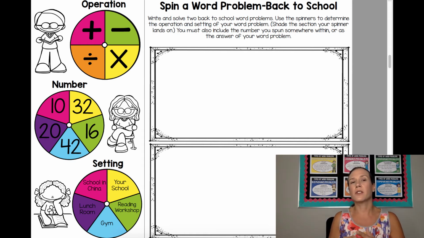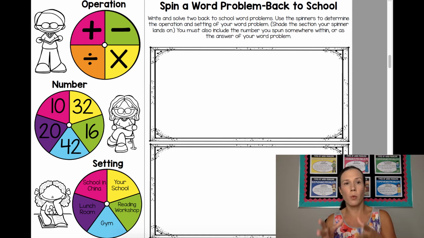So in this activity, students are going to spin to determine what operation to use. They're going to determine a number that must be included in their word problem as well as the setting of their word problem. And then they're going to write a word problem based on that, and then they'll do it again. And then they're going to switch papers with their partner, and then their partner will have to solve their word problem. This is just a fun way to get students into word problems, and it really requires students to understand the operation to write the word problem. That's kind of taking their learning up to the next level.